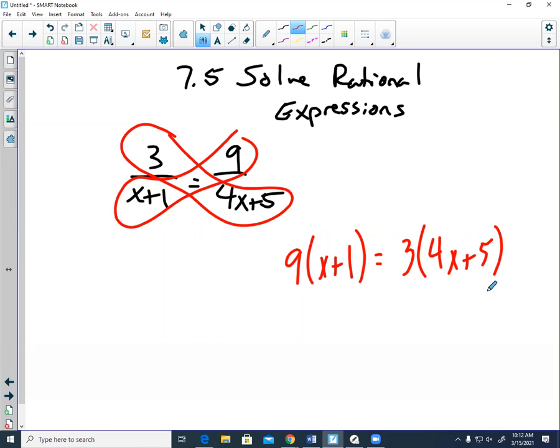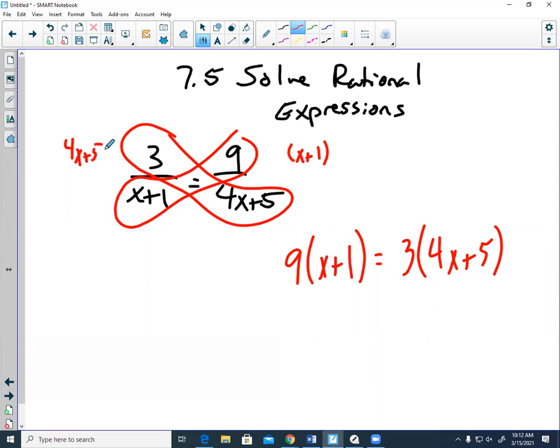Think about the fact that I'm multiplying this side by x plus 1. I'm multiplying this side by 4x plus 5. Technically, that's what's happening, right? So really, what am I doing in this problem? If you think about it and relate it to what we did on Friday, what am I doing in this problem that's kind of similar to what we did on Friday? Finding common denominators. That's what we're really doing.